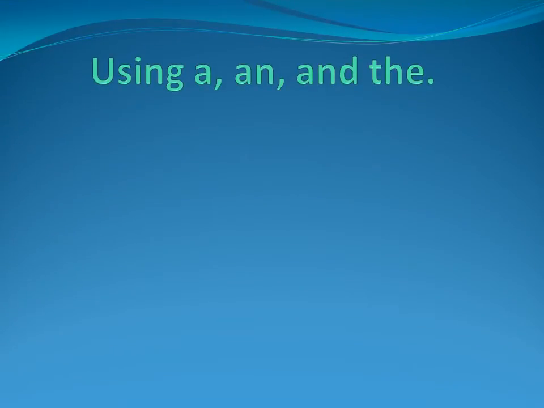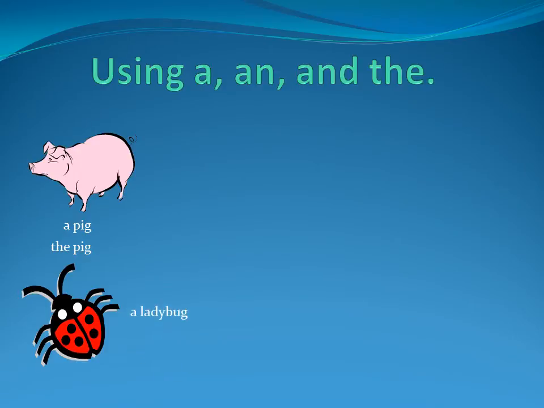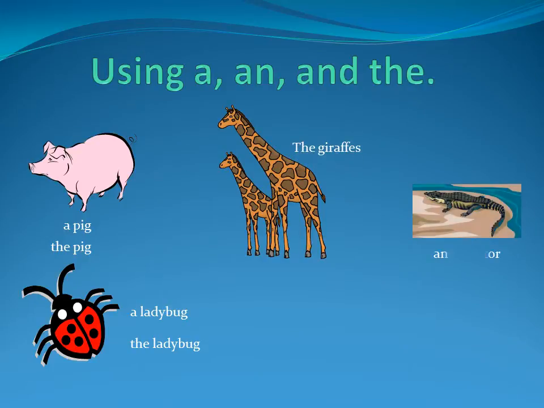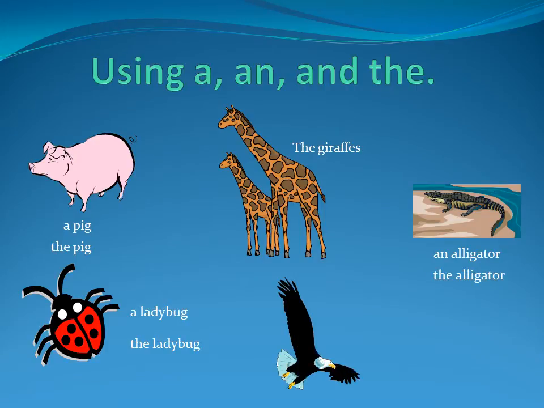Using a, an, and the. A pig, the pig. A ladybug, the ladybug. The giraffes. An alligator, the alligator. An eagle, the eagle. Those are all examples of using a, an, and the.